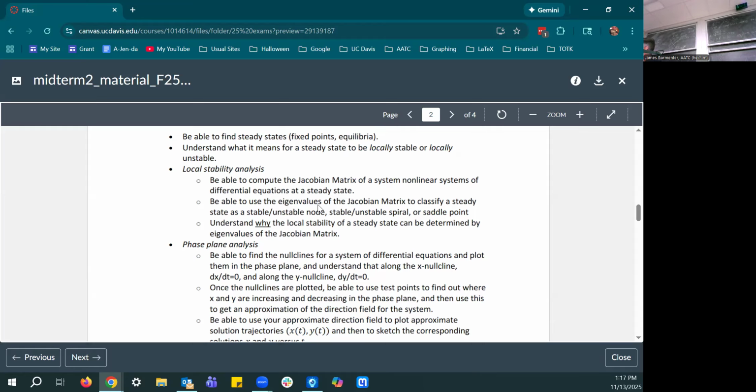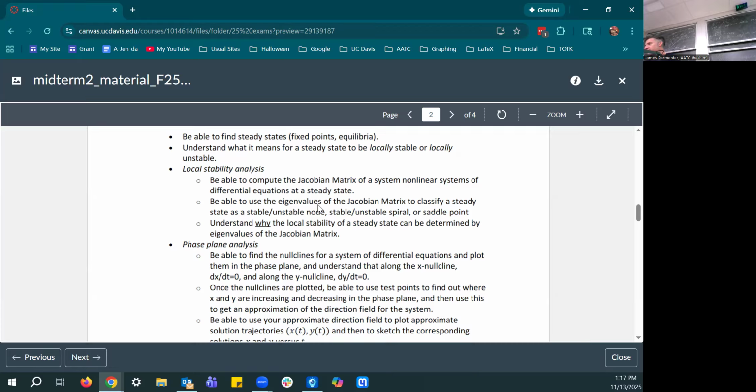I'd be able to use the eigenvalues of the Jacobian matrix to classify a steady state as a stable, unstable node, stable, unstable spiral, or saddle point, or a neutral spiral, right? That could also happen. And understand why the local stability of the steady state can be determined by eigenvalues, because of the reasons we just said, right? Because, as I just said, this nonlinear system is being approximated by this linear system locally. And so we're just analyzing it like it's a linear system, even though it is not in general.